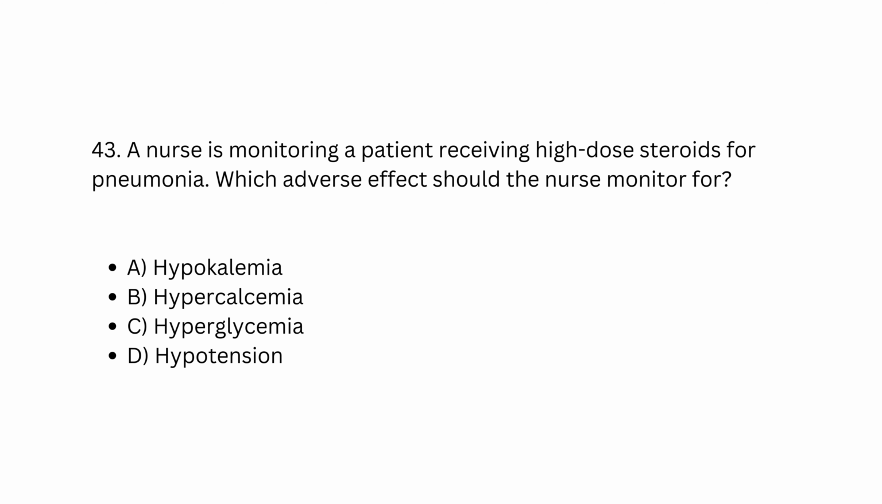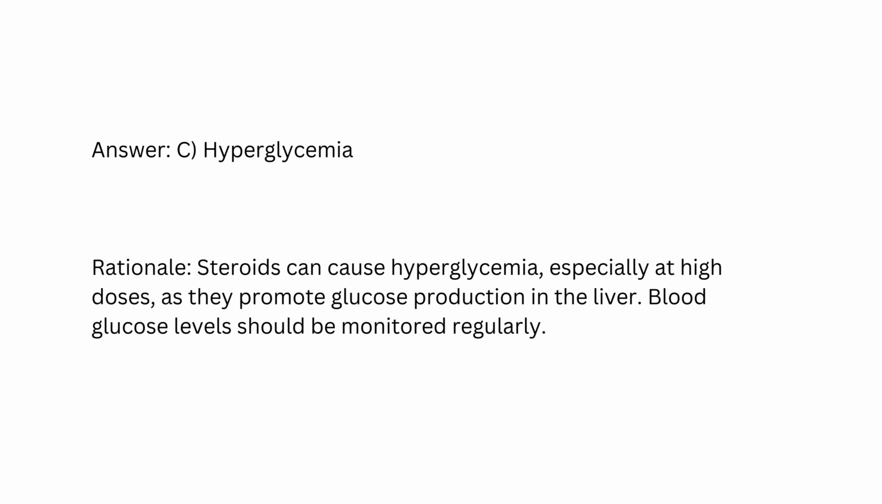A. Hypokalemia. B. Hypercalcemia. C. Hyperglycemia. D. Hypotension. Answer. C. Hyperglycemia. Rationale. Steroids can cause hyperglycemia, especially at high doses, as they promote glucose production in the liver. Blood glucose levels should be monitored regularly.